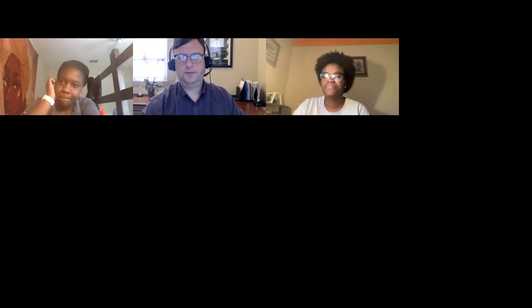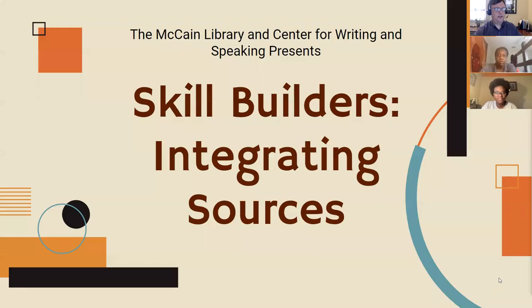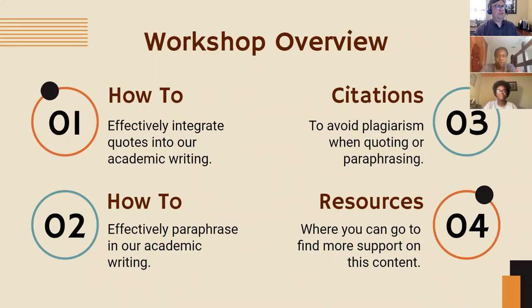So I'm going to go ahead and share my screen. Okay. So the presentation is going to include four areas of review. We're going to talk about effectively integrating quotes. We're also going to talk about paraphrases in your academic writing. Citations, that'll be how to use citations to avoid plagiarism when you're quoting and paraphrasing. And then we'll talk also about the CWS and the library and how you can make appointments with us and the different kinds of support that we offer.